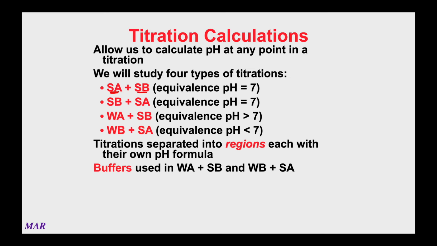These titrations, all 4 of these titration types, we're going to separate them into regions, and each region will have its own pH formula, and the pH formulas will repeat. So we're going to see that some of the SA plus SB equations will be used in the SB plus SA region. Buffers do become important when you have weak acids plus strong bases and weak bases plus strong acids. So we will use equations like the Henderson-Hasselbalch when we get to those particular regions.